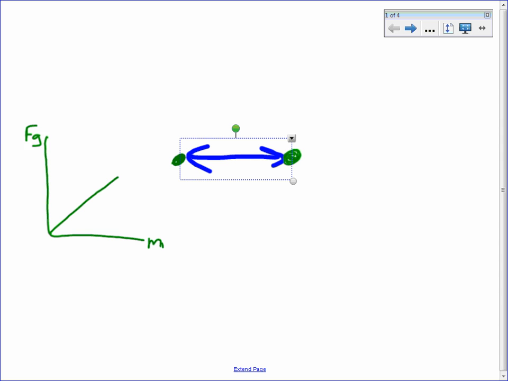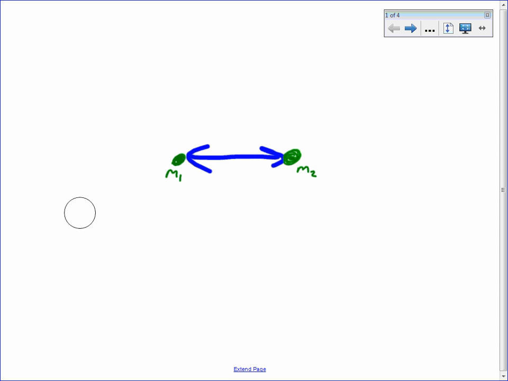So here's M1. The same graph applies to M2. The amount of mass and the force of gravity, those are proportional to each other. The second part that we talked about today is the distance between the two masses and how gravity varies with those.